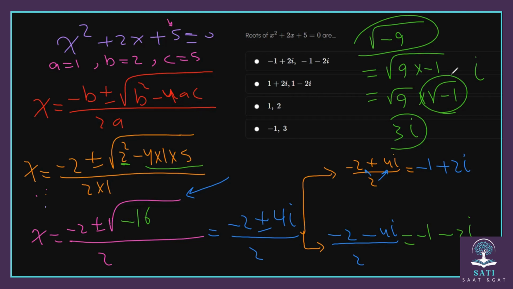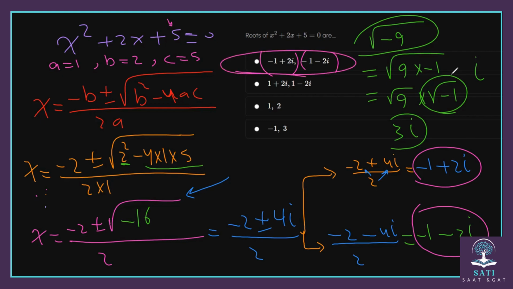As you see, this one is one root and this one is another root, and both roots are complex because they have two parts: one part is real, which is negative 1, and one part is imaginary, which is 2i. So the roots are negative 1 plus 2i and negative 1 minus 2i. You choose these as the answer.